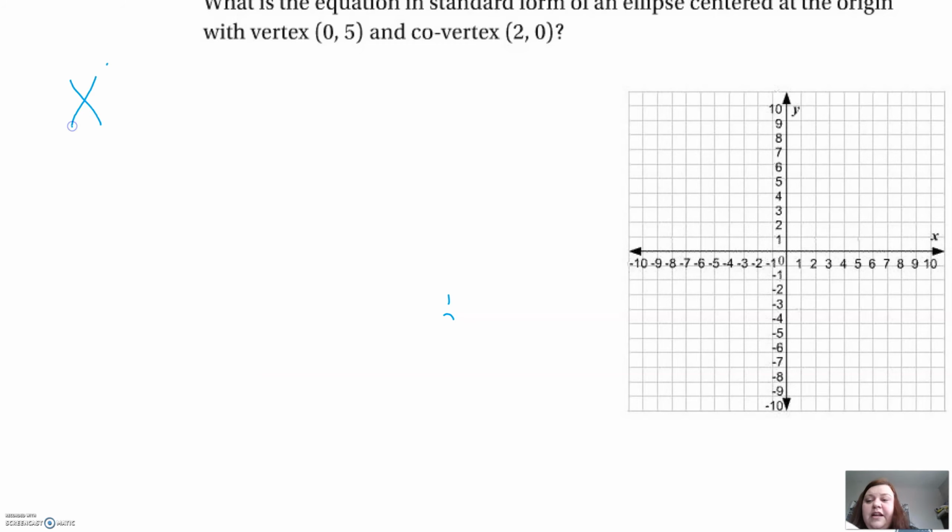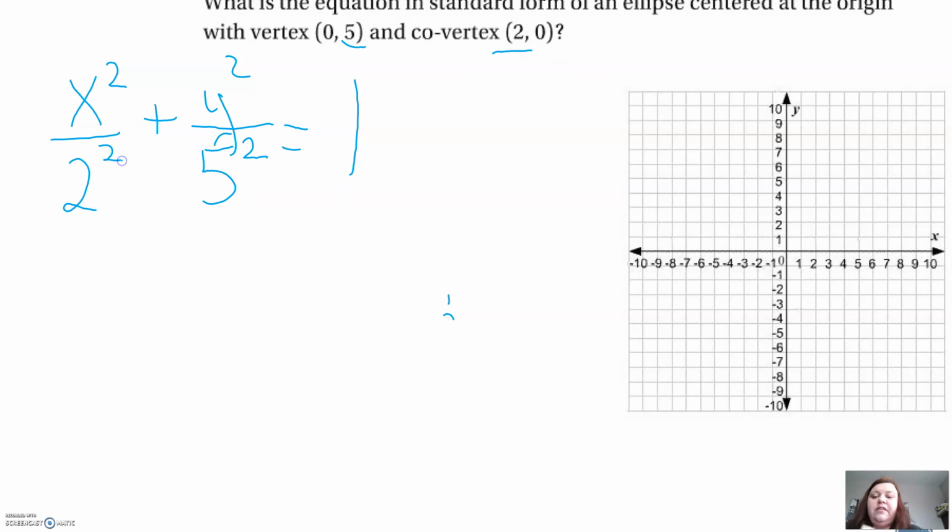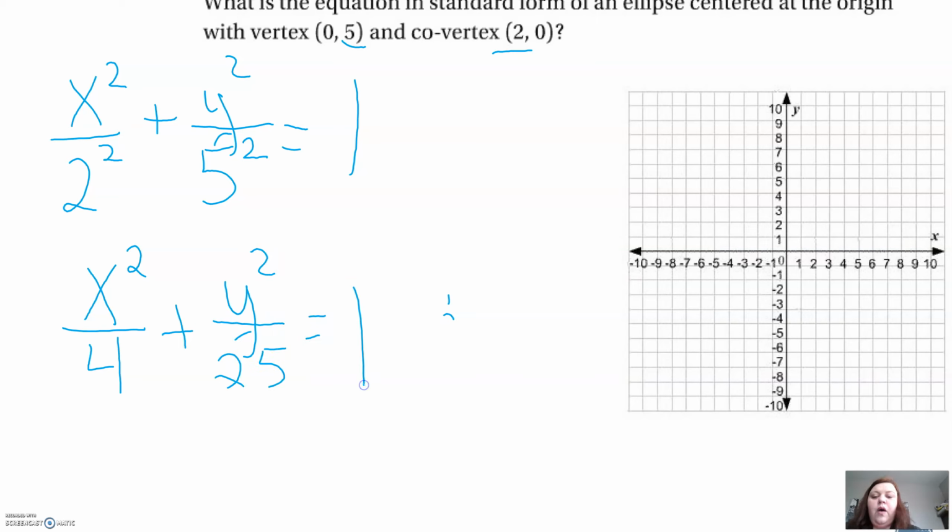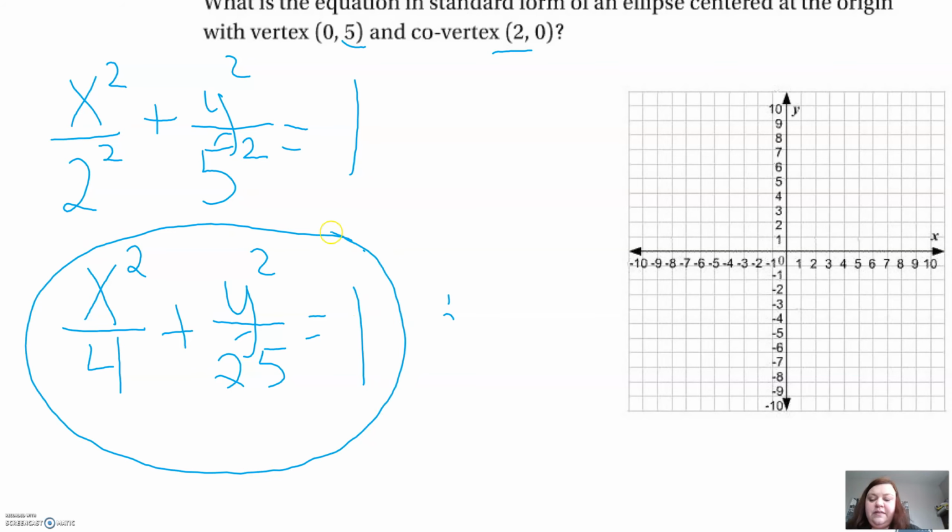So when I have my equation, x squared plus y squared over something equals 1. The 5 is in my y value, so I'll have 5 squared underneath the y squared. And the 2 is in my x value, so I'll have 2 squared that goes underneath x squared. So when I simplify this, I get x squared over 4 plus y squared over 25 equals 1. This would be our equation.